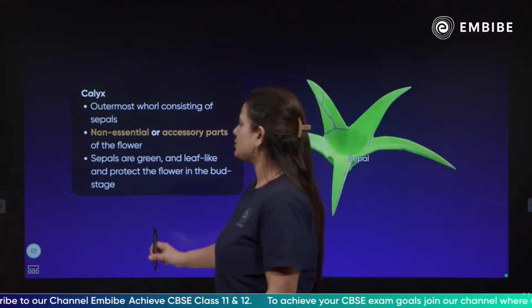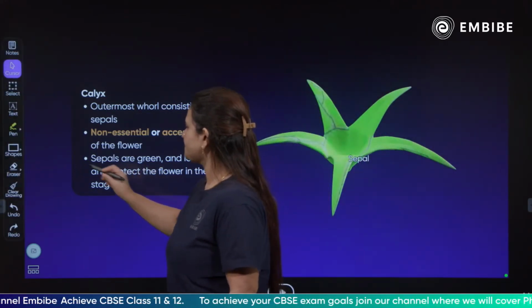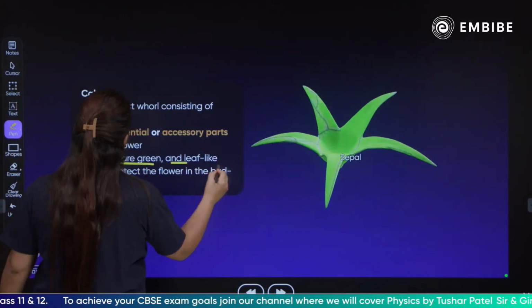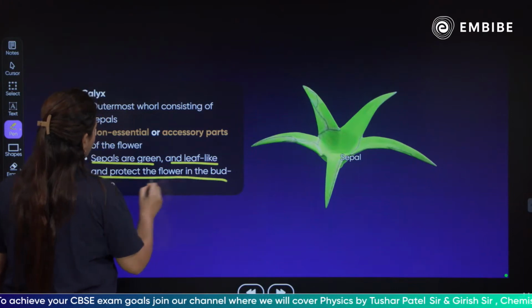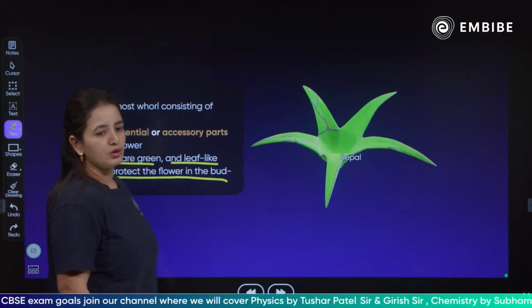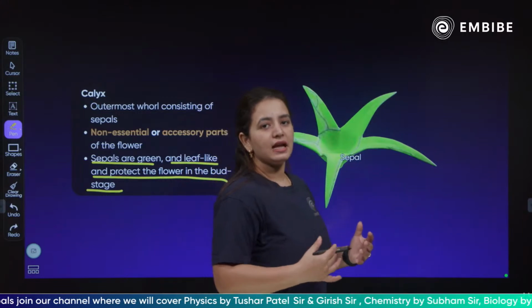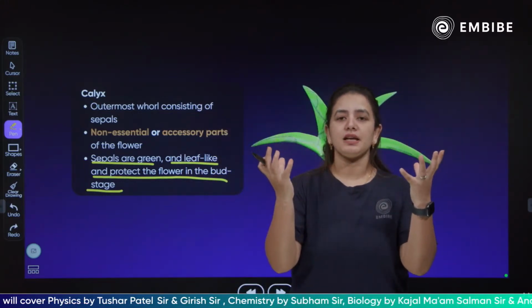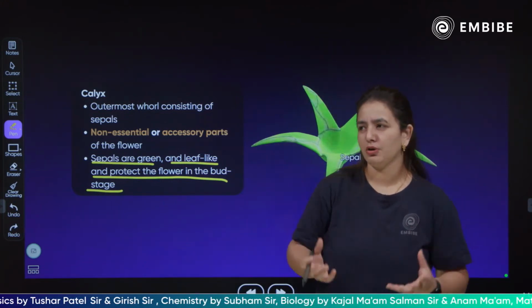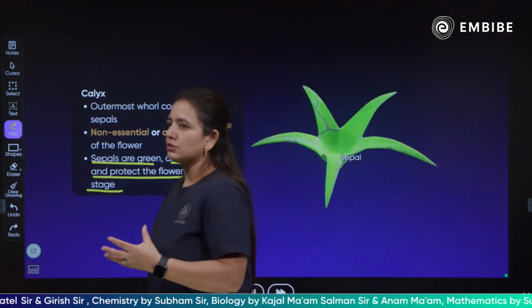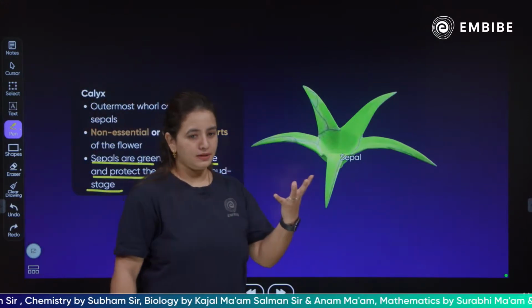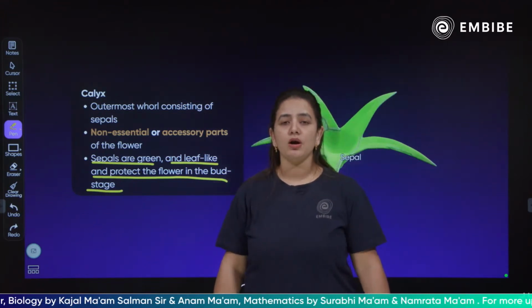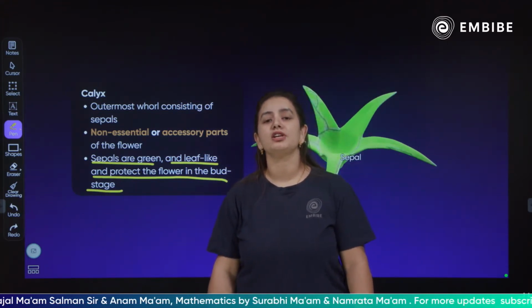Okay, as you can see children, the sepals are green and leaf-like and protect the flower in the bud stage. That is what I told you, no? Have you seen a bud before the flower opens? Before the flower is open, it is covered with the calyx because it needs a certain kind of protection.